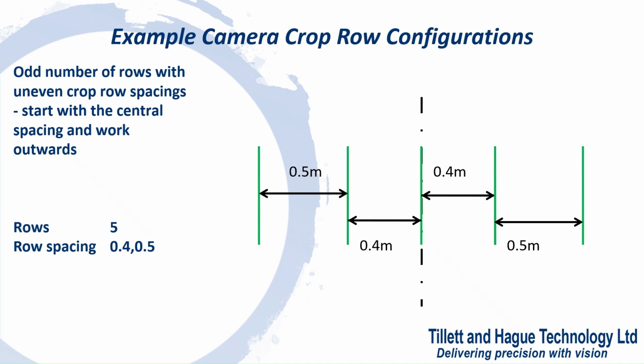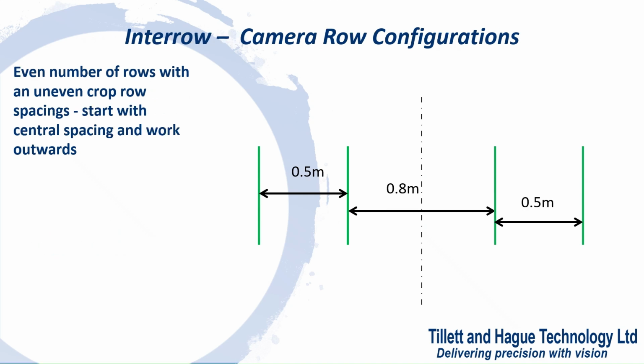As before, in a similar situation, an even number of rows, 4. Working from the middle, row spacing would be 0.8, 0.5.